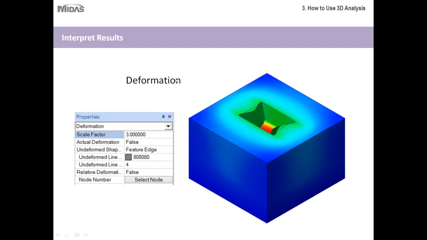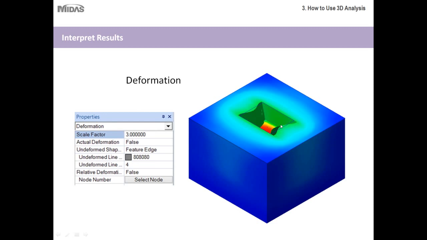And then deformation. With this option, I was able to exaggerate the deformations. As you can see here, I have my deformation, and the scale factor is 3 times. So this is 3 times what the deformation would actually be. The reason I exaggerated it was to get an easier view of where my deformations would occur.